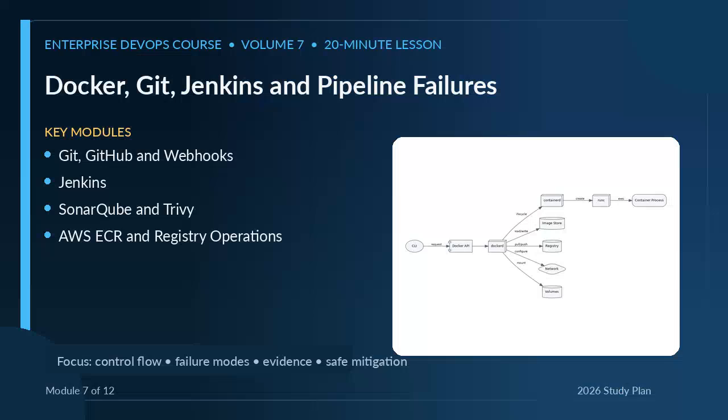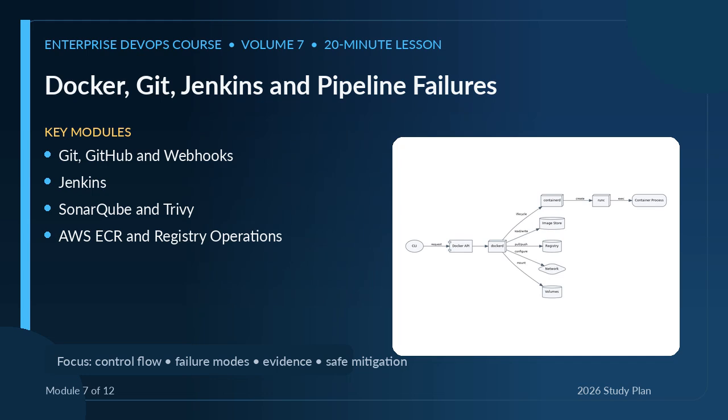Docker, Git, Jenkins, and pipeline. The module on Git, GitHub, and webhooks establishes the following ideas. CI/CD pipeline troubleshooting flow. Webhook failures include wrong URL, TLS, secret validation, firewall, delivery retries, and event filters. Always inspect provider delivery logs and the receiving service access log before changing pipeline code.